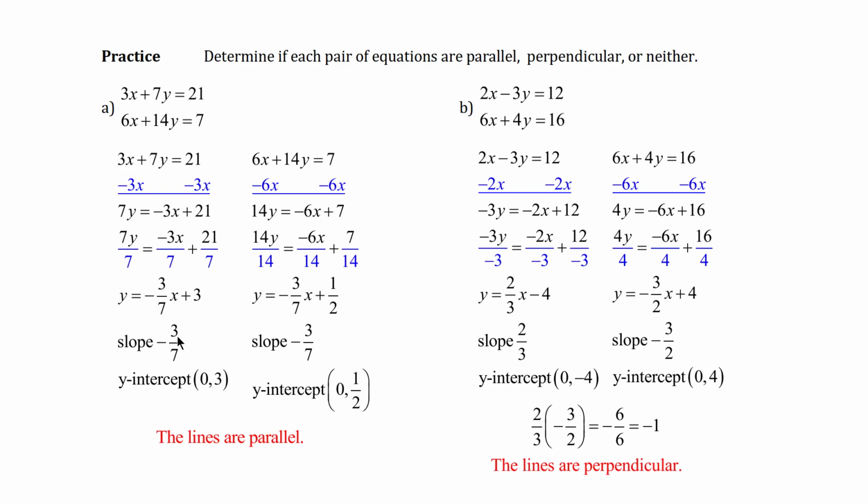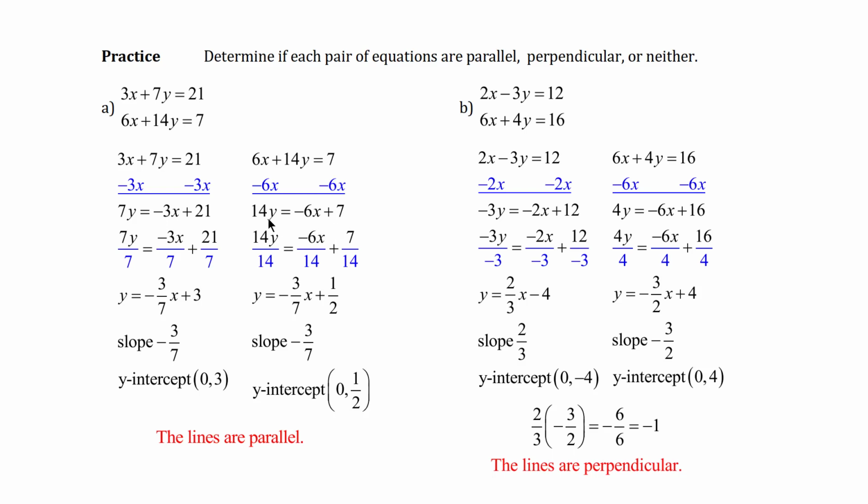The slope is negative 3 over 7, and the y-intercept is (0, 3). Next, we rewrite the second equation in slope-intercept form. First, we get rid of the 6x by subtracting 6x from both sides. After doing the subtraction, we get 14y equals negative 6x plus 7.